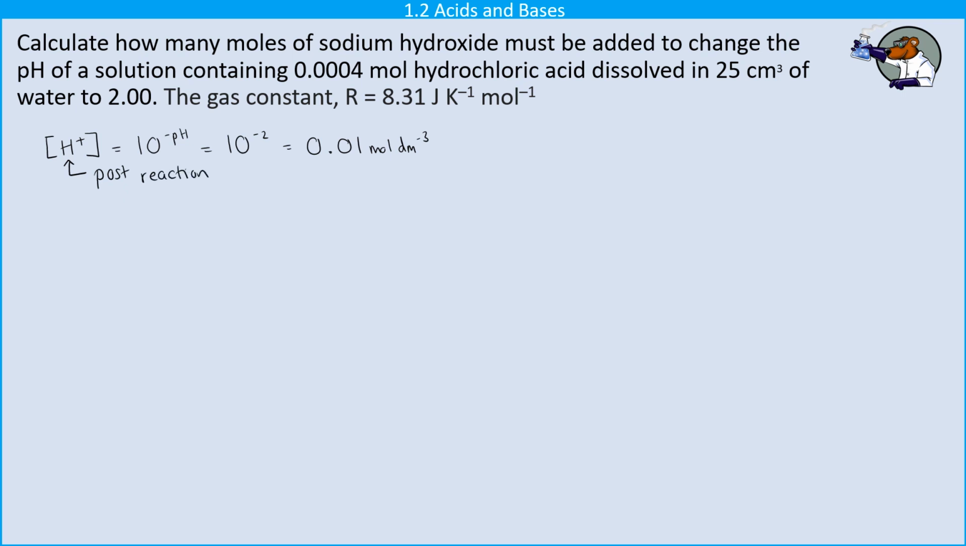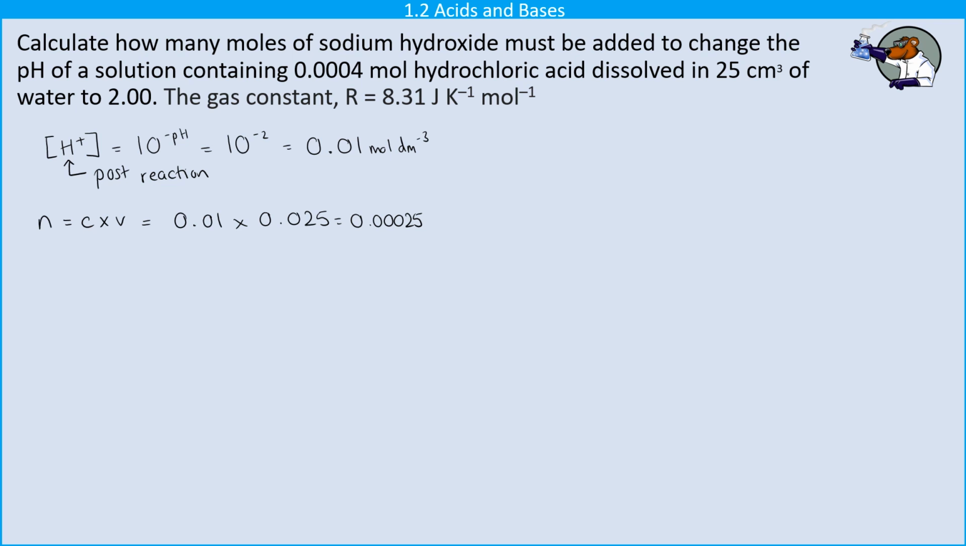That's the final concentration at the end of the reaction. It's not where we're starting. So you could work out the starting concentration of hydrogen ions, but you don't need to. But if you did, you would find that it starts off higher than this. So we can use that concentration together with the volume that we've got in order to work out, at the end, how many moles of hydrogen ion are in there.